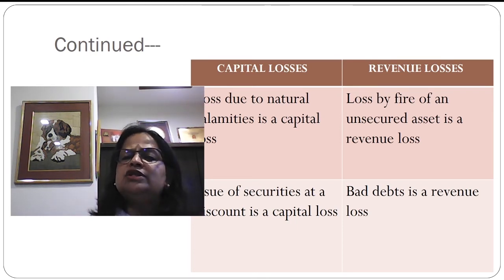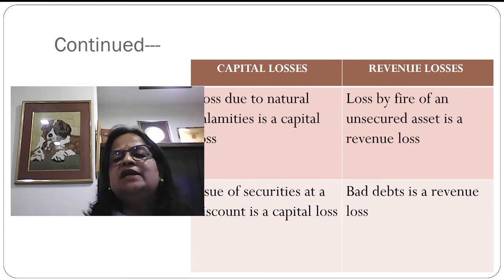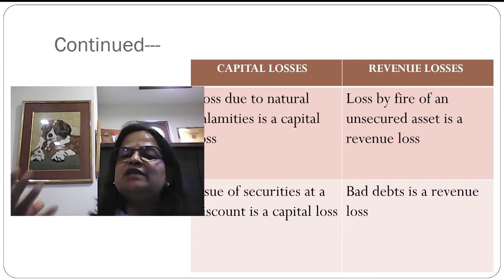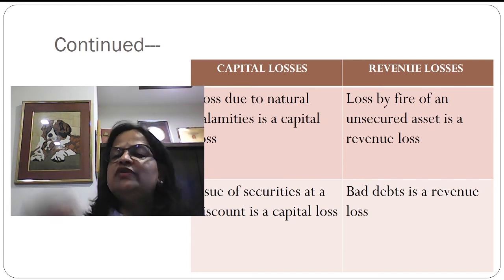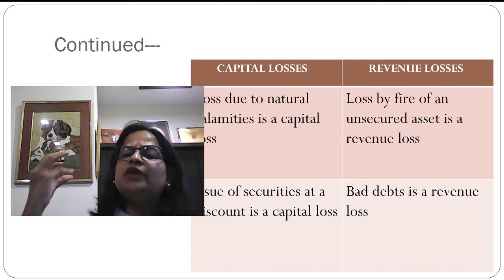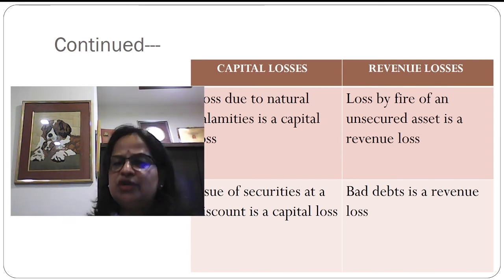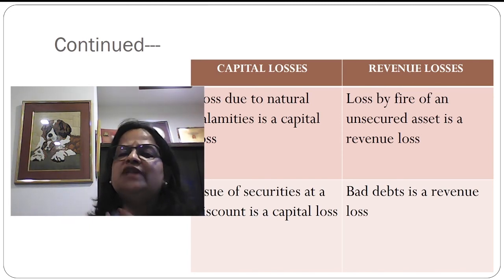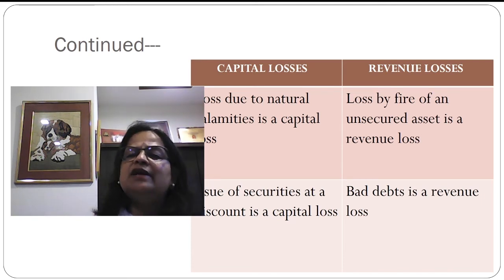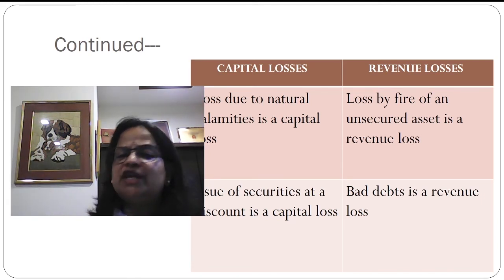Whereas for revenue loss, loss by fire of an unsecured asset is a revenue loss. Always remember that it is an unsecured asset. If it's a secured asset, meaning you have insurance for it, and something happens to it, you can claim compensation from the insurance company. The organization will not suffer that much loss. Whereas here, for a loss by fire, you have not secured that asset. Therefore, if some loss happens, it will be a revenue loss.